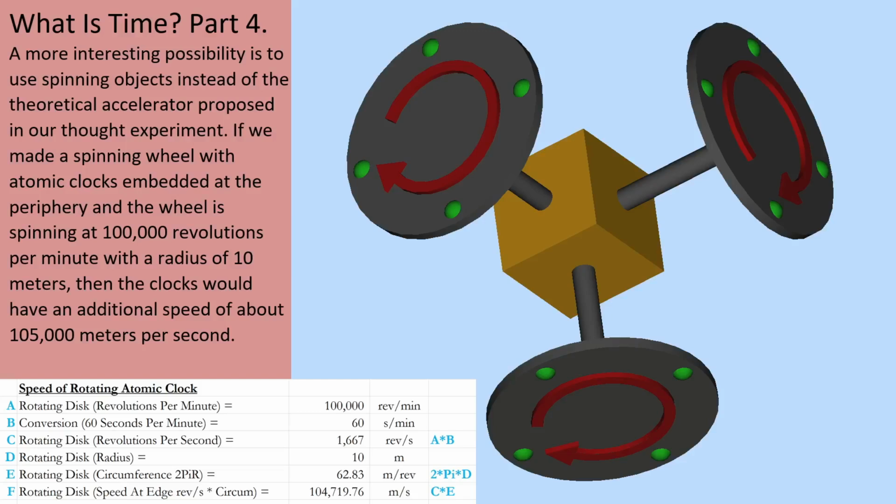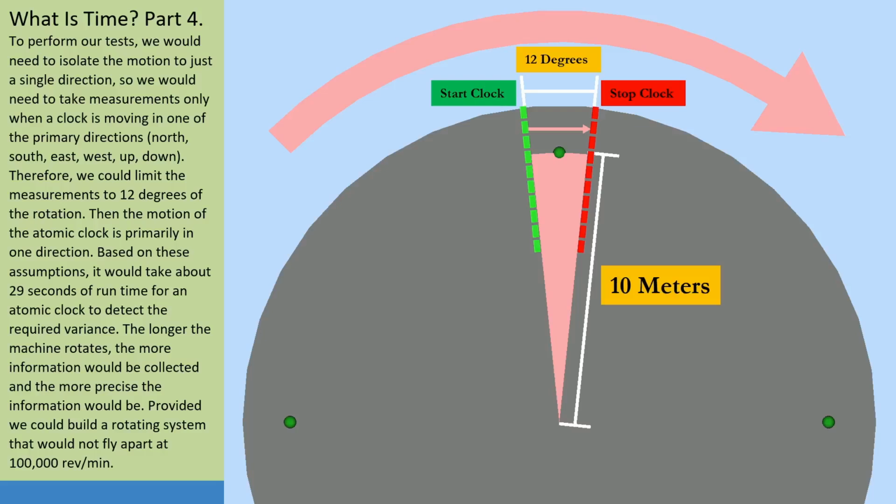If we made a spinning wheel with atomic clocks embedded at the periphery, and the wheel is spinning at 100,000 revolutions per minute with a radius of 10 meters, then the clocks would have an additional speed of about 105,000 meters per second. To perform our tests, we would need to isolate the motion to just a single direction, so we would need to take measurements only when a clock is moving in one of the primary directions: north, south, east, west, up, or down.